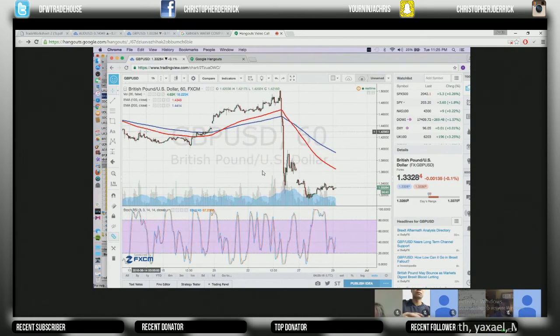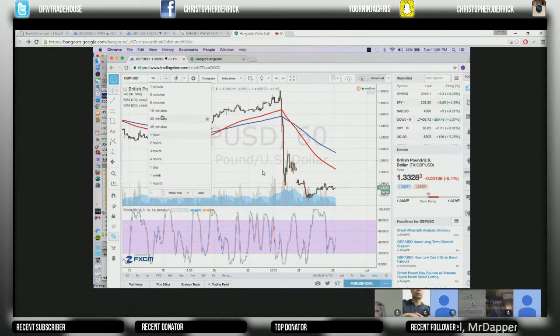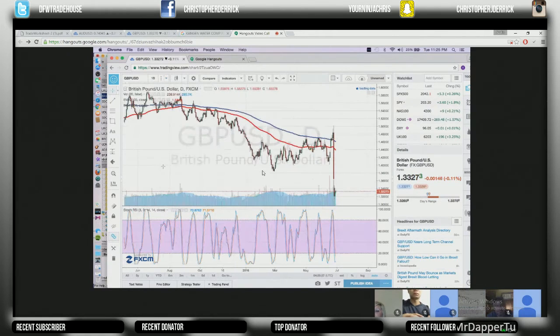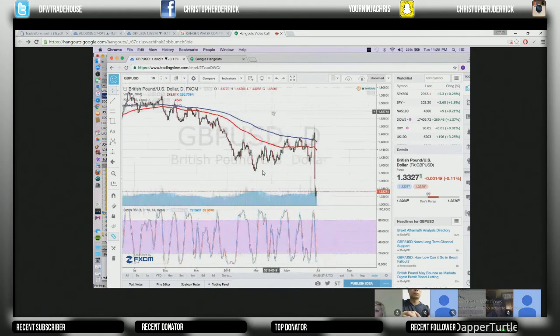So let's break this pair down in a simple way. I want to show people a few key levels that I already see on this pair. I'm not going to go all the way back. I'm just going to start off on the daily.